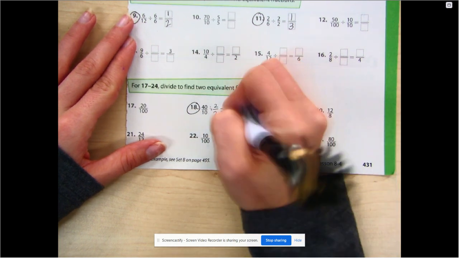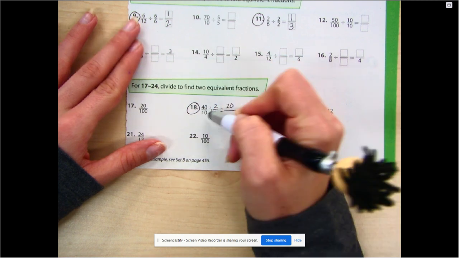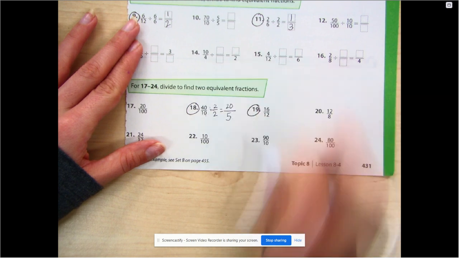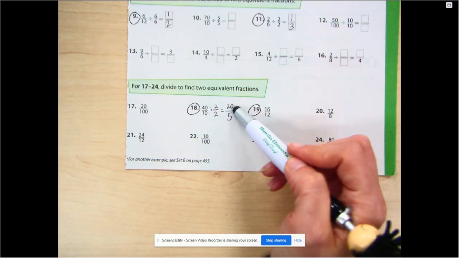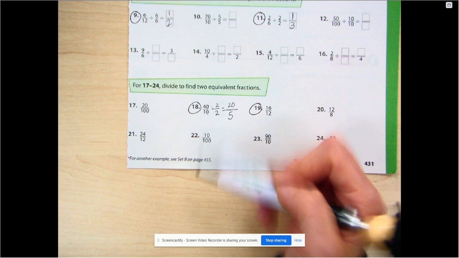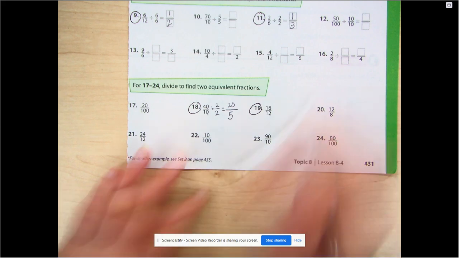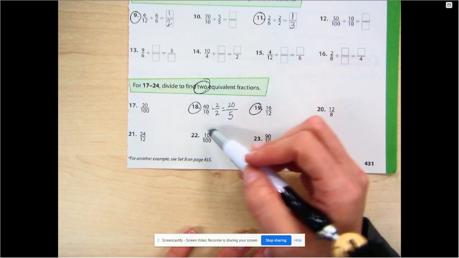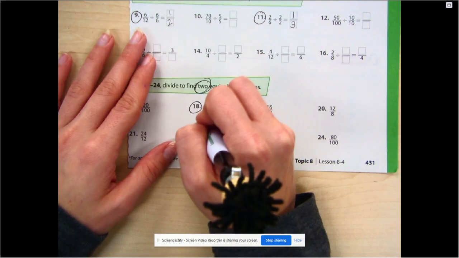40 divided by 2 is 20, and 10 divided by 2 is 5. I'm noticing that my numerator is still greater than my denominator, which should be that way because when we started with our original fraction, the numerator was greater than the denominator. The directions tell us to find 2 equivalent fractions. Can you think of another common factor of 40 and 10? I'm thinking of 10.